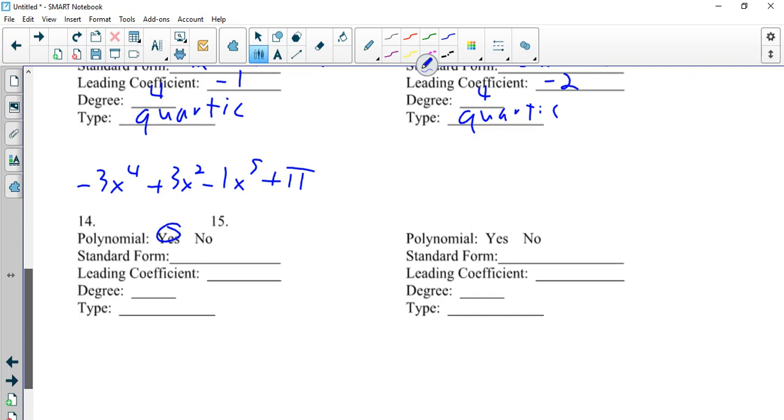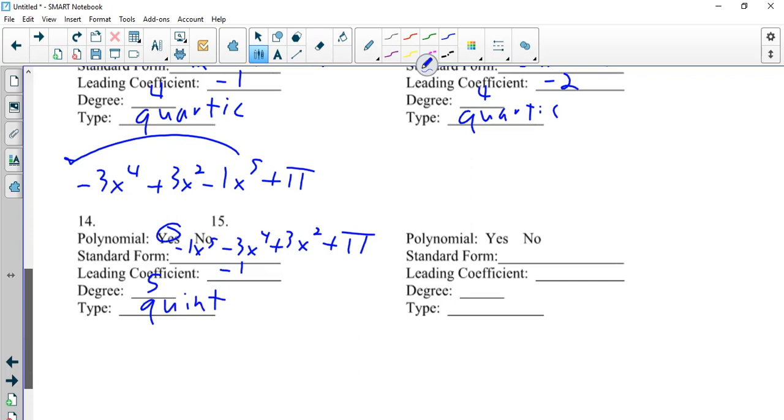It is not in standard order because this needs to move to the front. Otherwise, it's fine. So negative 1x to the 5th minus 3x to the 4th plus 3x squared plus pi at the end still. The lead coefficient is negative 1. It is a degree of 5, which makes it quintic. Some people say quintic.